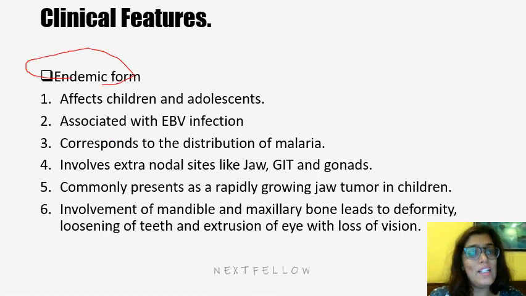So the clinical features of the endemic form are: it usually affects children and adolescents and is associated with EBV infection. It corresponds to the distribution of malaria, involves extranodal sites like jaw, GIT, and gonads, and commonly presents as a rapidly growing jaw tumor in children. Involvement of mandible and maxillary bone leads to deformity, loosening of teeth, and exclusion of eye with loss of vision. So these are the common clinical features of the endemic form of Burkitt's lymphoma.